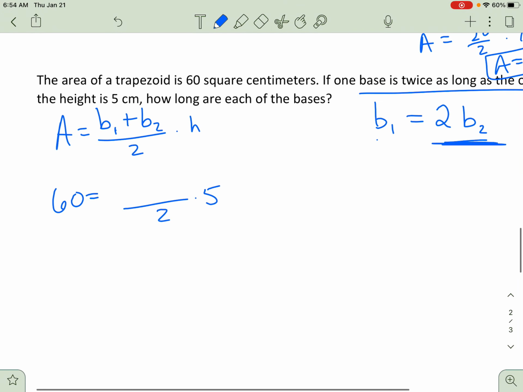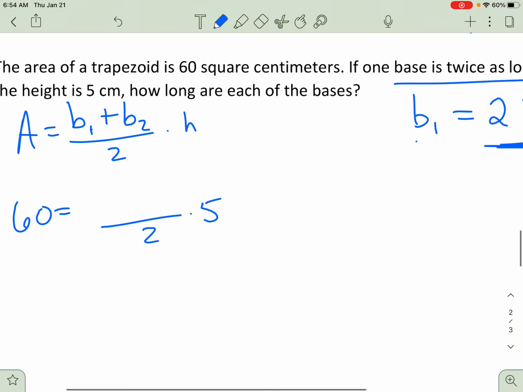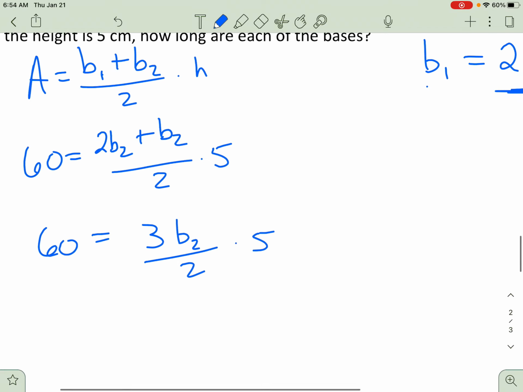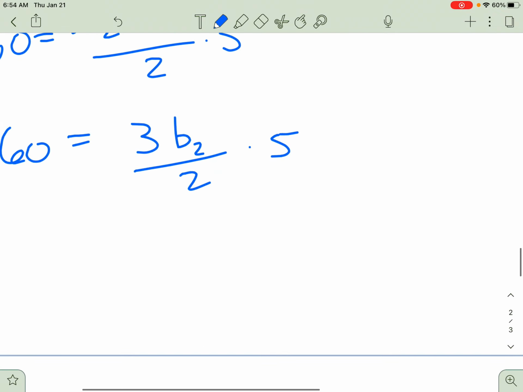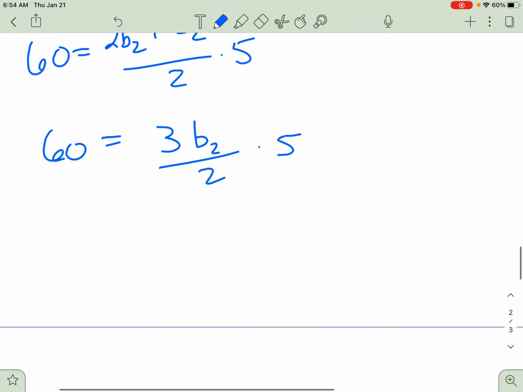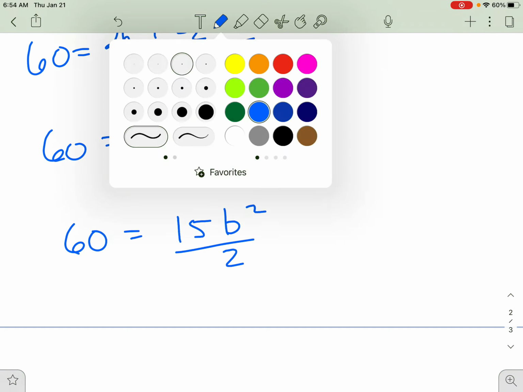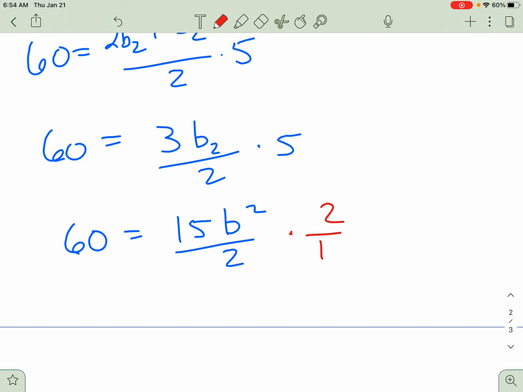So height is 5, divided by 2. So if base 1 is equivalent to 2 times base 2, that's what we're going to replace it with. So this becomes 2 base 2 plus base 2, which means when I have 2 plus 1, I get 3 of base 2, divided by 2, times 5, right? So we're going to kind of work our way backwards here. So we have 60 equals 15 times base 2 divided by 2. Okay, well, let's now multiply by the reciprocal, 2 over 15.